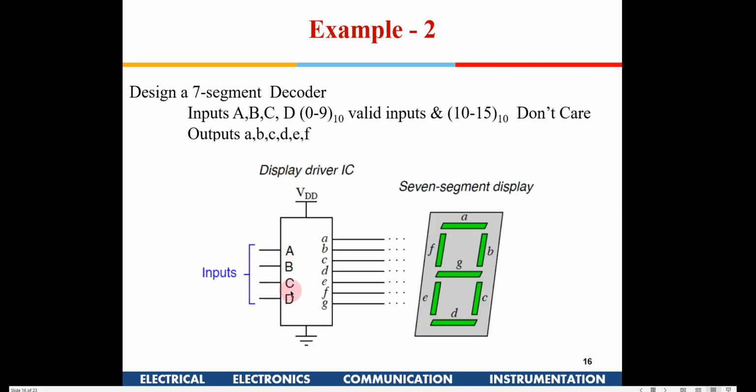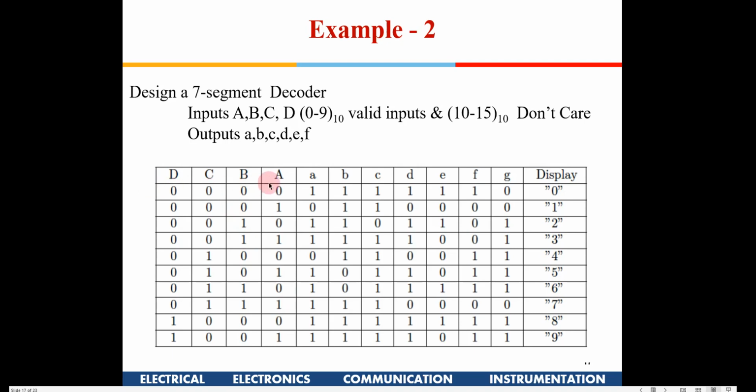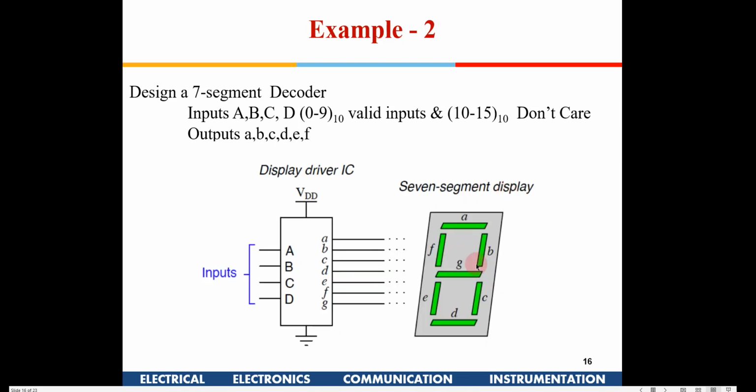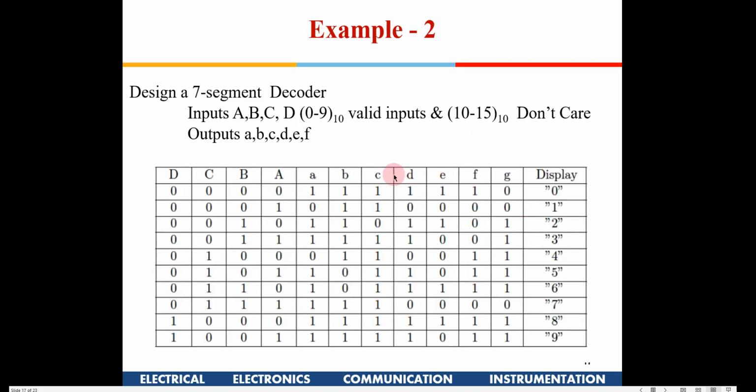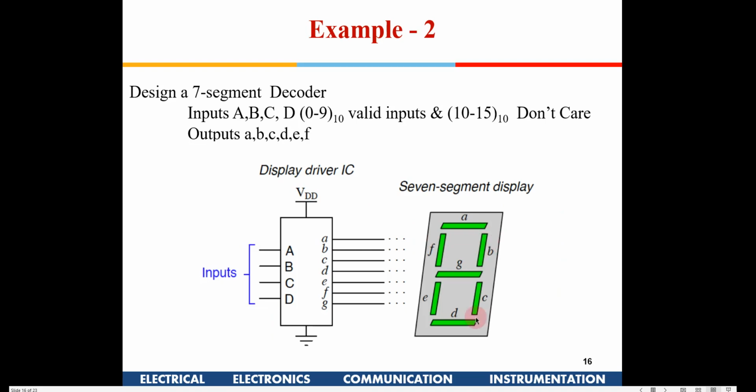Okay, A, B, C, D. These are the 4 inputs A, B, C, D, and these are the various light segments. Okay, 7-segment displays. For 0, if you see, all are 1 and G is 0, right? This element in between which is there, this is 0. Similarly, for 0, 0, 0, 1, A is 0, B and C are 1. Okay, B and C are 1.